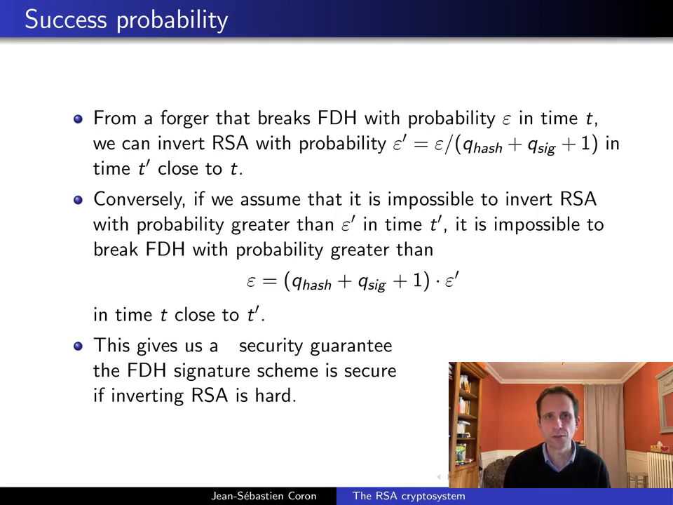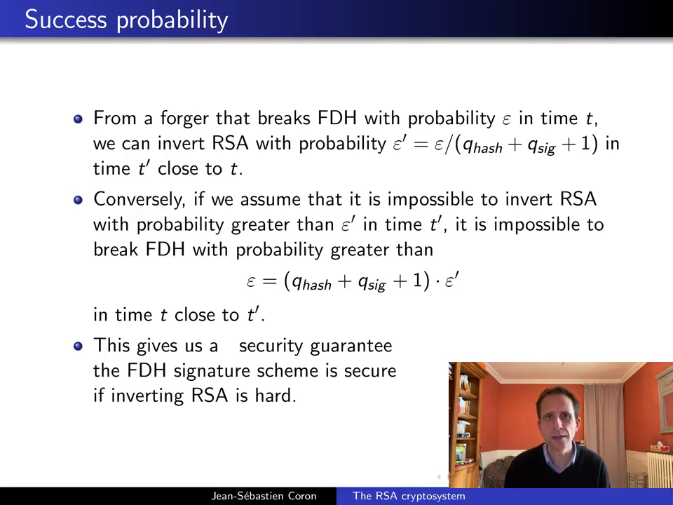So we can now compute the success probability of our reduction. We obtain that from a forger that breaks full domain hash with probability epsilon in time t, we can invert RSA using our algorithm with probability epsilon prime, which is epsilon over the previous success probability. So epsilon over QH plus QSIG plus 1, because the two probabilities are independent, because we are selecting the index j independently at random. And the total running time of the reduction is very close to t, because we don't have much computation beyond running the forger full domain hash.